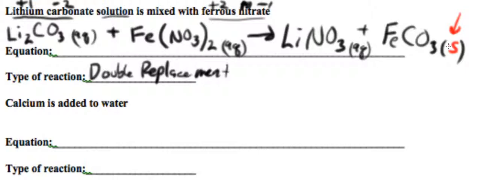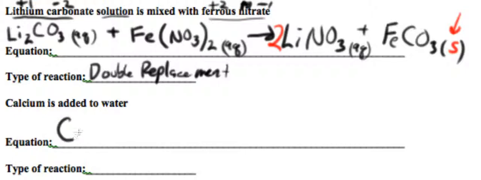Okay, let's balance it. So I've got 2 lithiums and 2 nitrates. I'm going to put a 2 in front. I've got 1 iron and 1 iron, 1 carbonate, 1 carbonate. So that's balanced and we have correct states. Now let's add calcium to water.